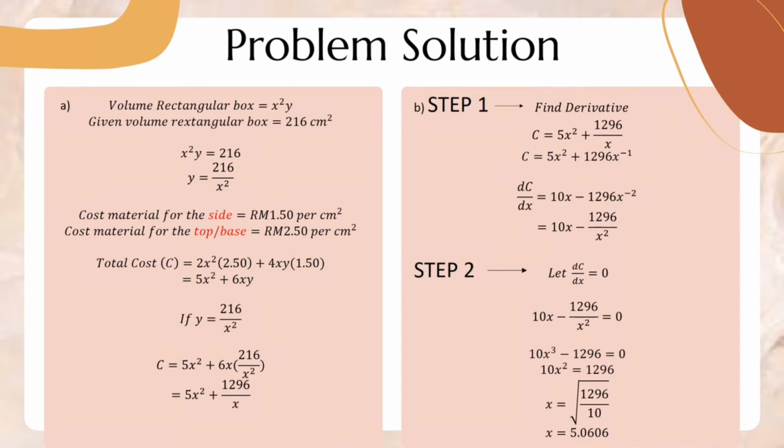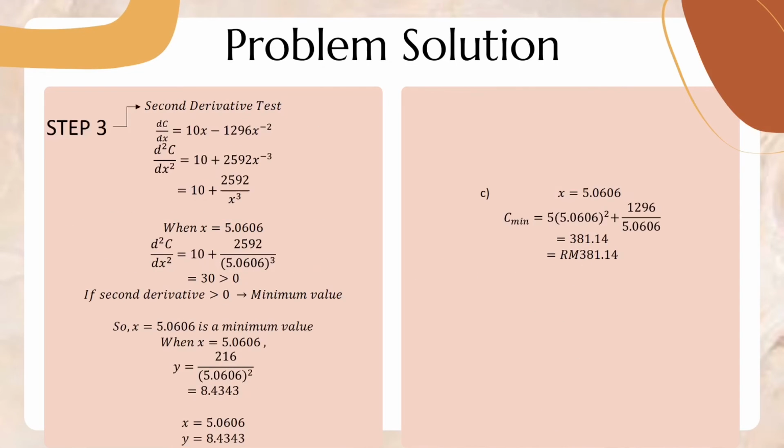we need to find the value of x and y that will minimize the cost of the material. So for step 1, we need to find the derivative. From the cost, which is 5x squared plus 1296 over x, we differentiate it and it will become 10x minus 1296 over x squared. For step 2, we let the derivative equal 0. So 10x minus 1296 over x squared equals 0, and then we will get x equals 5.0606.